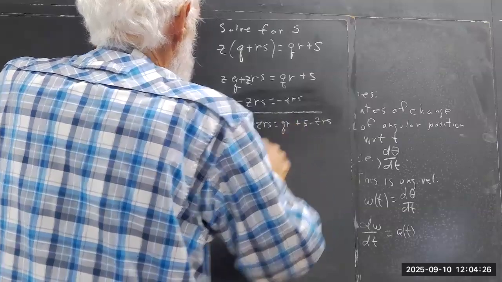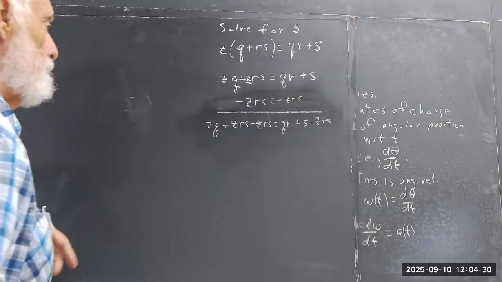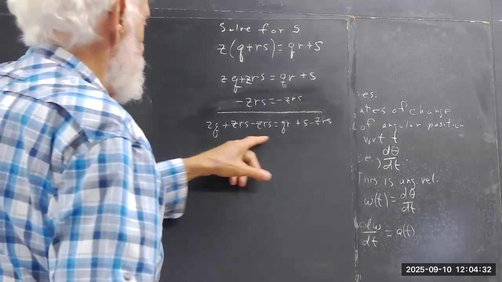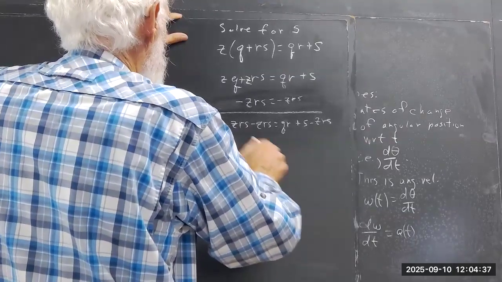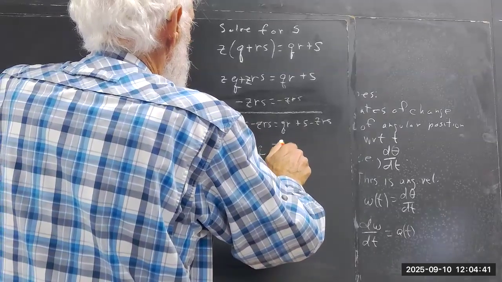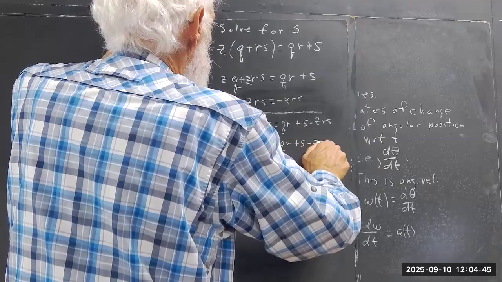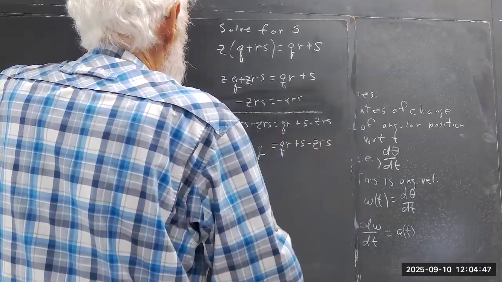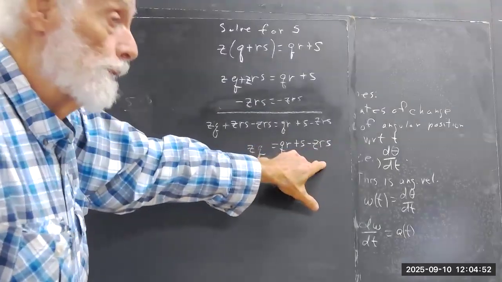Q didn't come out very well, but I'm afraid to do much more to fix it. Okay. Now, ZRS minus ZRS is 0. So we have ZQ equals QR plus S minus ZRS. Okay, now all our S's are on this side.